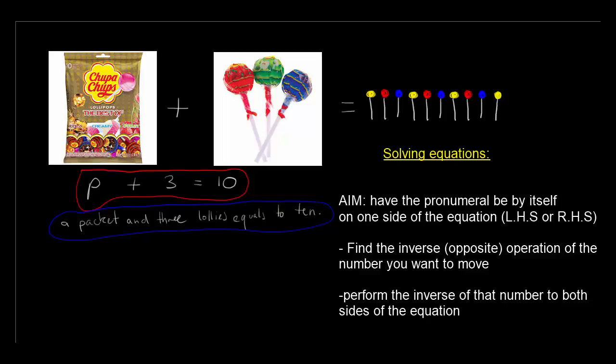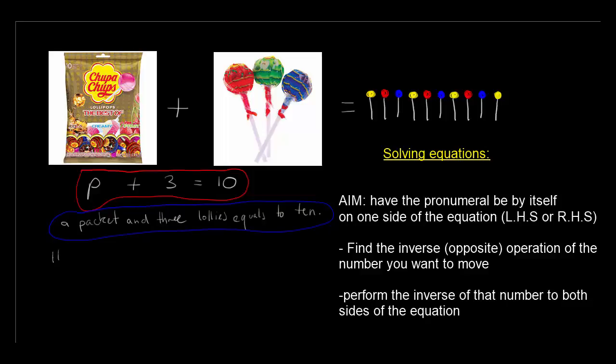Now what we're going to try doing is trying to solve that equation. So what solving equations means is we're going to have that p, this p over here, which remember stands for packet. We're going to try to have that be by itself because we're trying to find the value of p. So we can write that as, so a packet of 3 lollies equals to 10. That's the worded equation. But we're actually going to try to find out how many lollies are there in the packet. So that's our question.